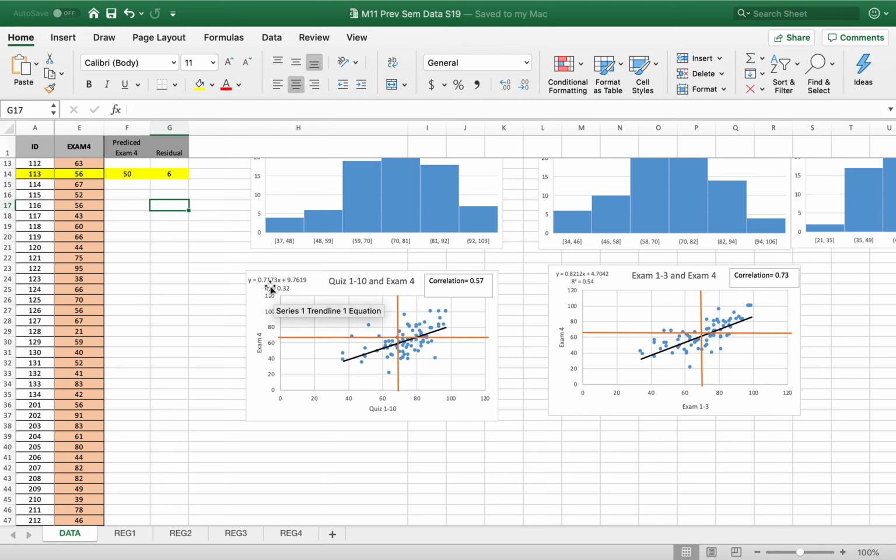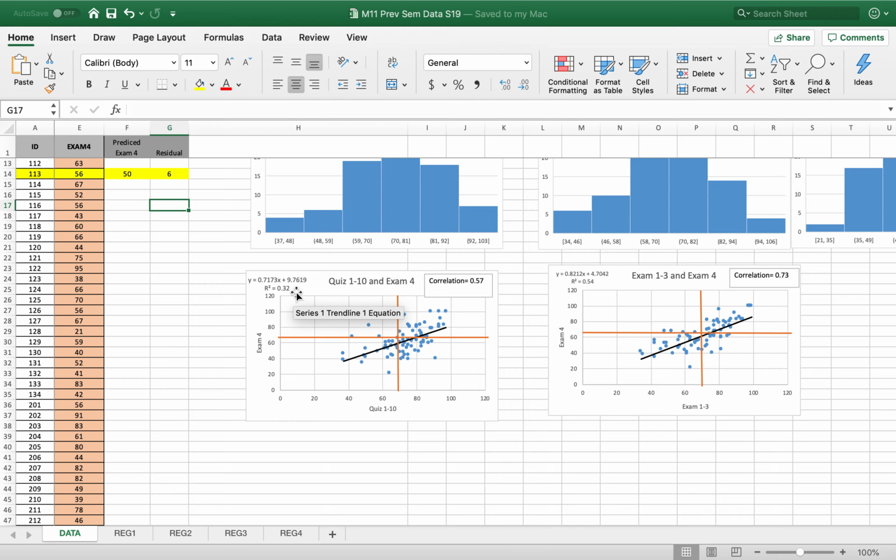And then over here I have my equation, y equals 0.7173x plus 9.7619, and r squared is 0.32, or we can look at it as 32%. This is the percentage that is explained by the regression line. But if we do 1 minus 0.32, that would still be the remainder even after accounting for quiz scores.